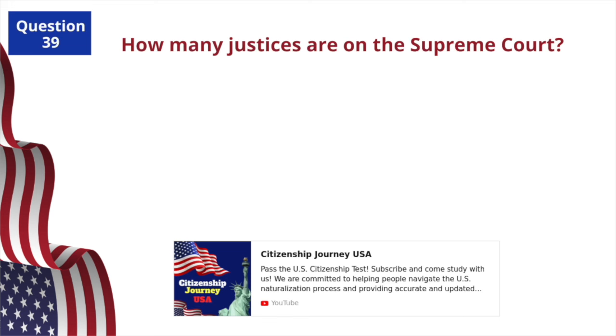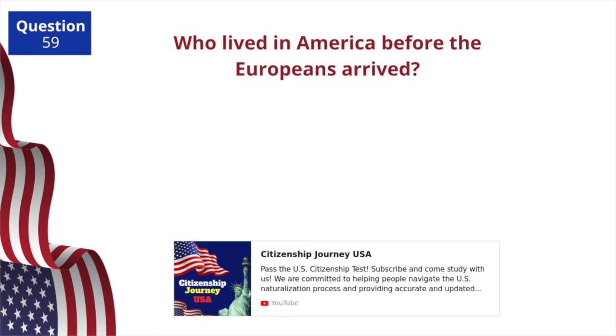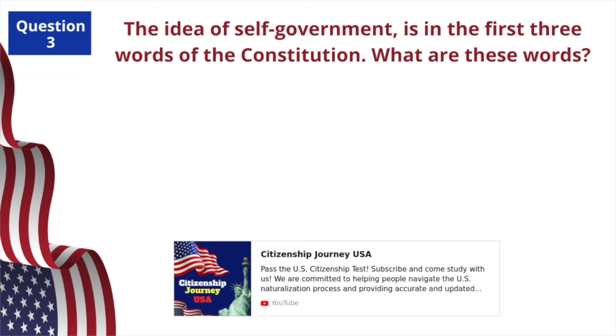How many justices are on the Supreme Court? 9. Who lived in America before the Europeans arrived? American Indians. The idea of self-government is in the first 3 words of the Constitution. What are these words? We the people.